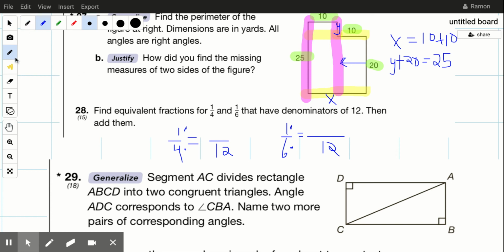And once you have those two, you simply take them and you're going to add them. So that fraction plus that fraction, and simplify if you can.